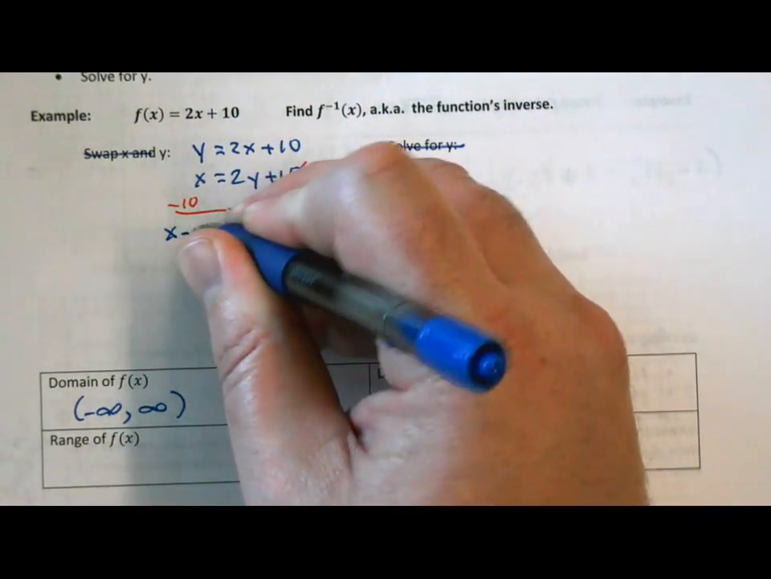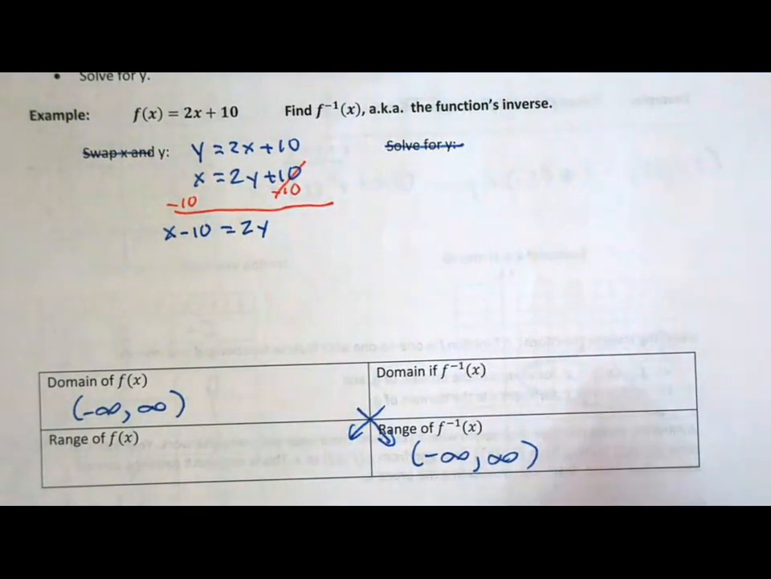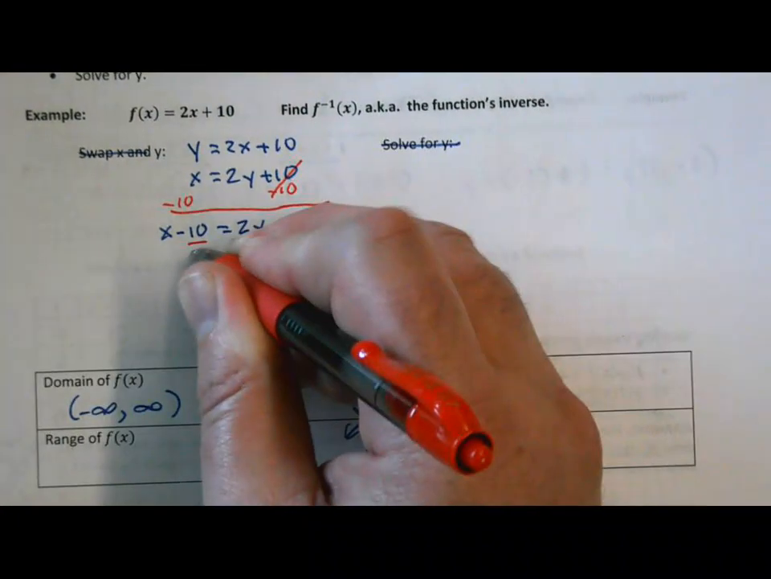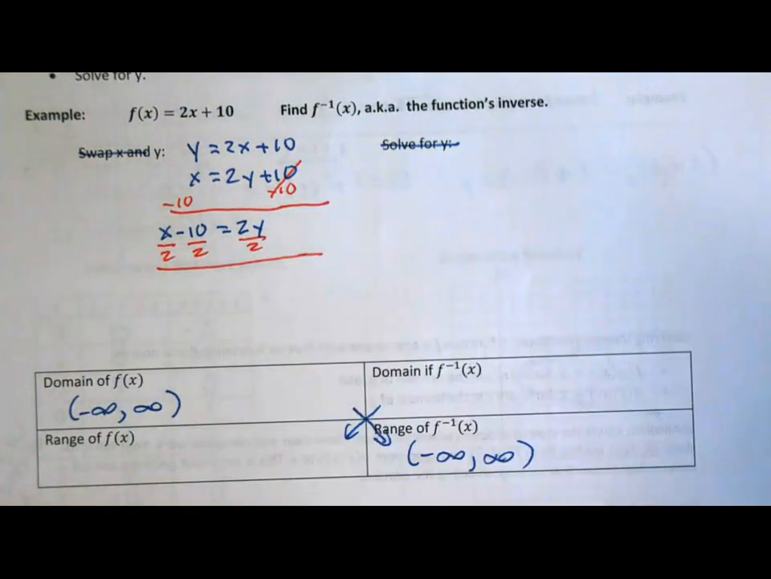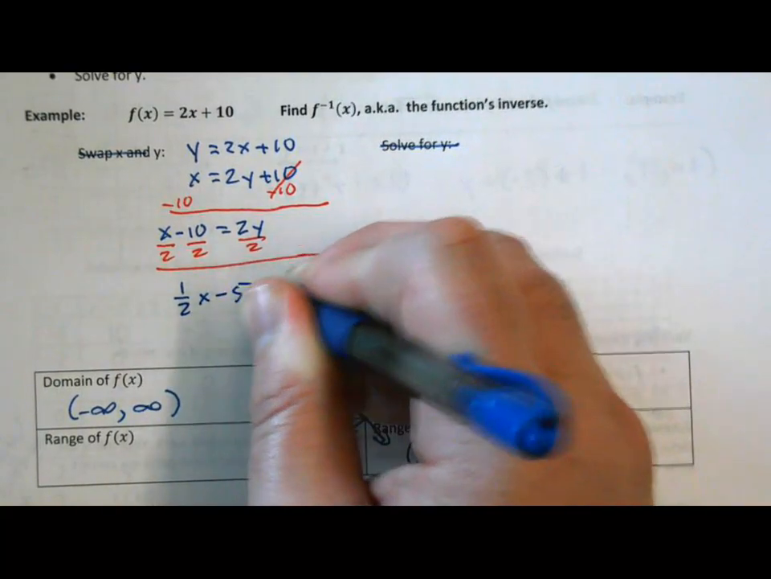And I wouldn't normally show the minus 10 on both sides, but this is our notes, so I'll go ahead and do it for the sake of our notes. Divide everything by 2. I'm going to write it as 1/2 x minus 5.